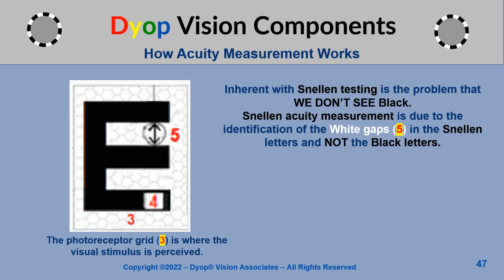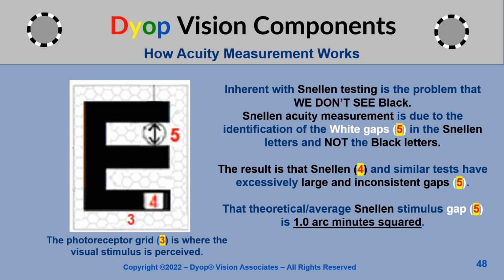Inherent with Snellen testing is the problem that we don't see black. Snellen acuity measurement is due to the identification of the white gaps in the Snellen letters and not the black letters. The result is that Snellen and other similar tests have excessively large and inconsistent gaps. The theoretical average Snellen stimulus gap is 1.0 arc minutes squared.